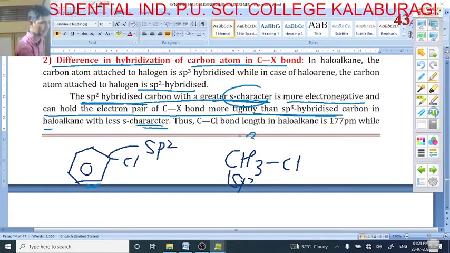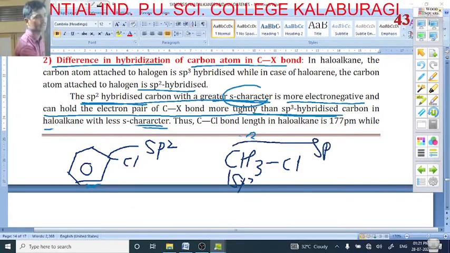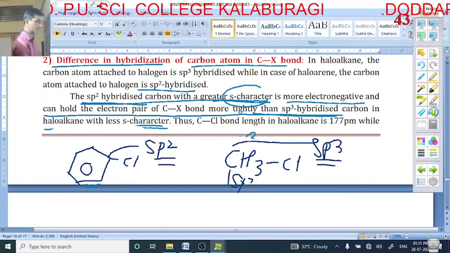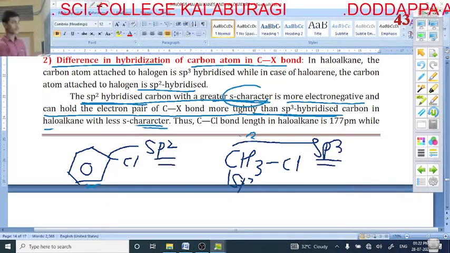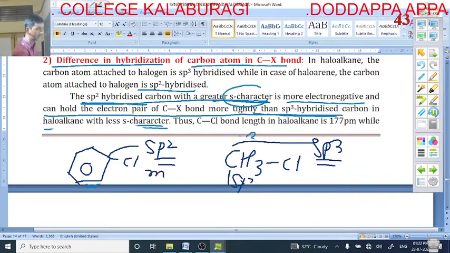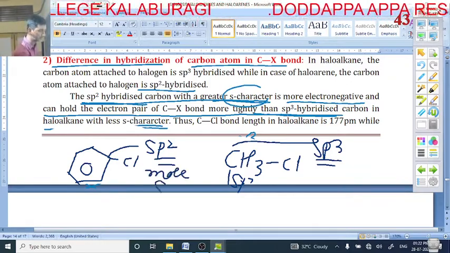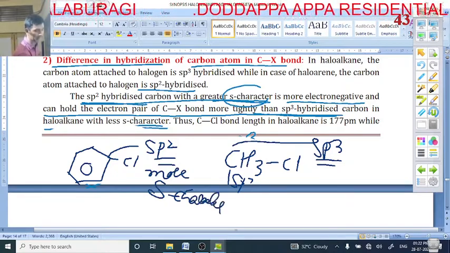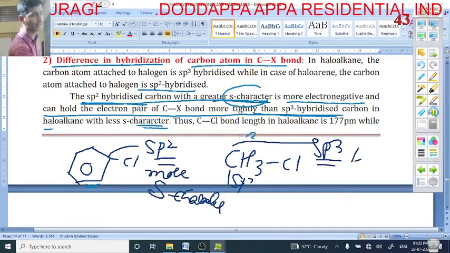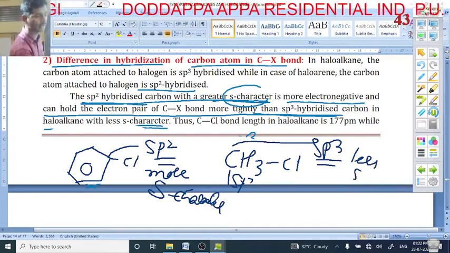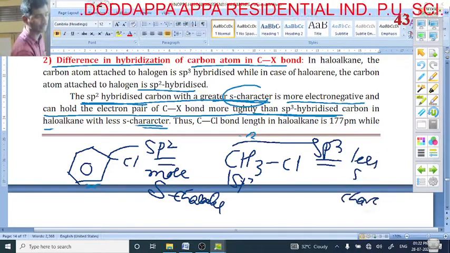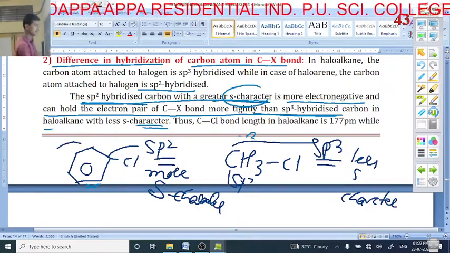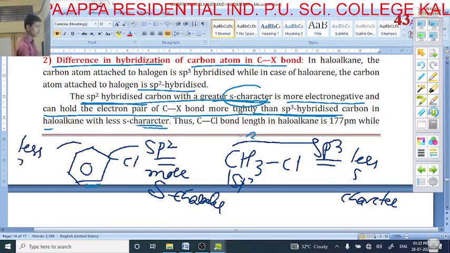So this carbon is sp3, and this is sp2. In case of sp2, it has more s character. With more s character, it is less reactive.